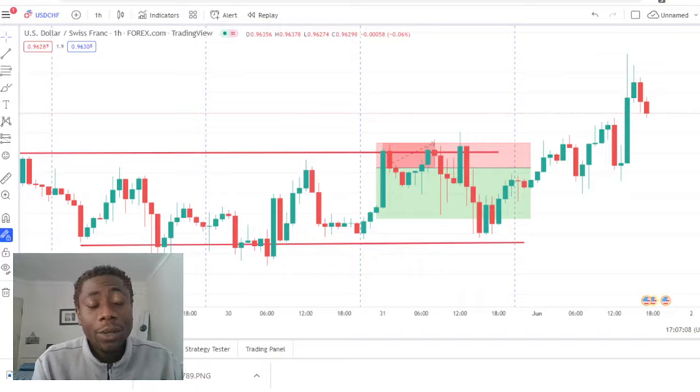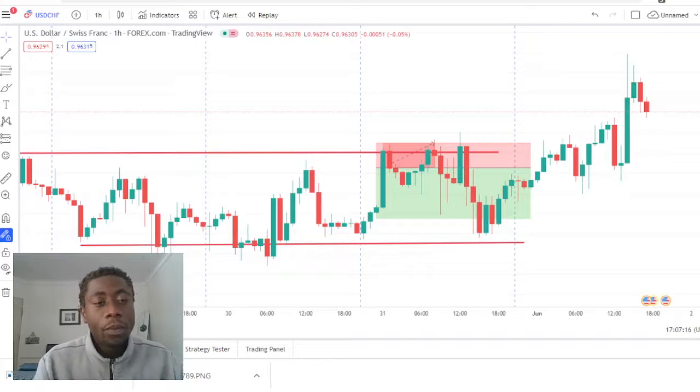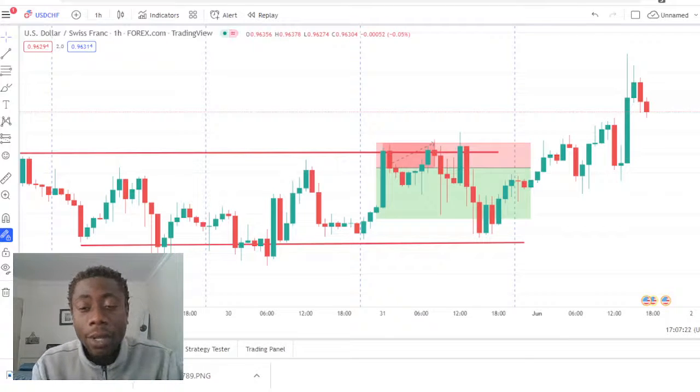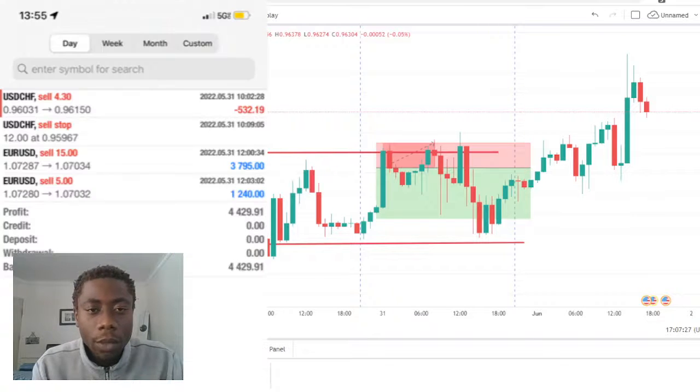This is going to be a breakdown of my two recent trades from yesterday. First is going to be the USDCHF, and then I also took a Euro USD trade. First, let's get into the USDCHF and get into why I took this trade, what happened, and why I actually lost this trade.